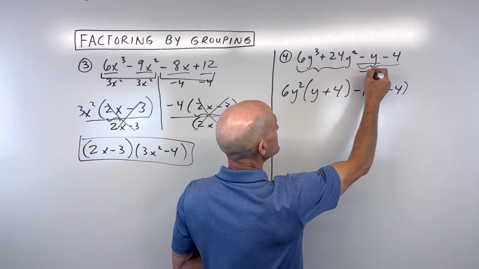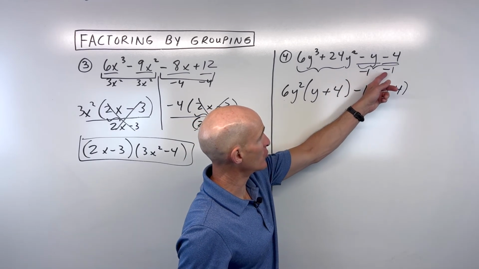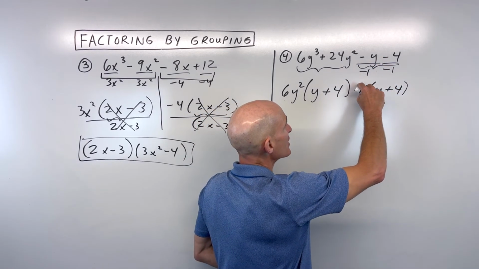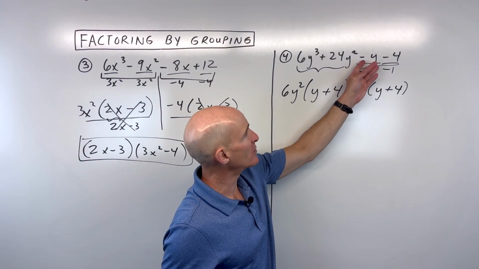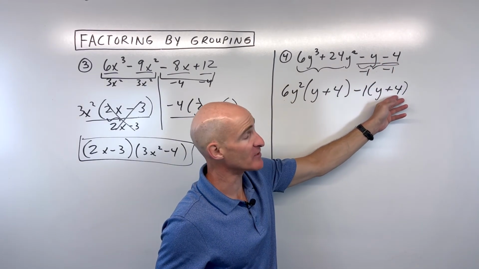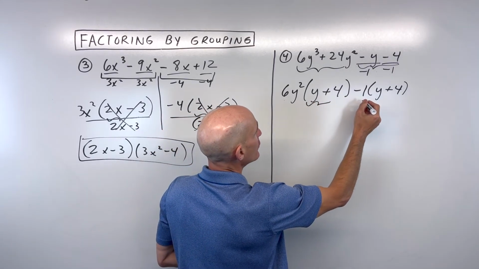Now remember, it does help to kind of use this little division bar here and just show your steps. A negative divided by negative is a positive. Again, you can check your work by distributing in and see that you get the original back. Sometimes students, when they're factoring out a negative, they forget to flip the sign on this last term, the second term here. Okay, and then now we notice we've got a y plus 4 in common.